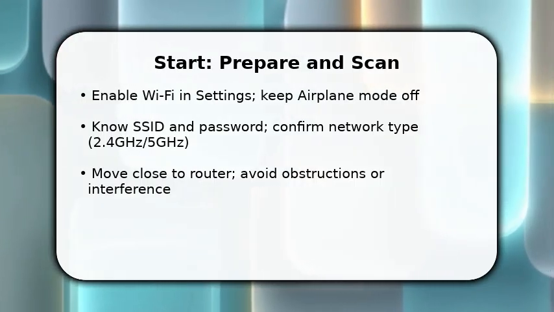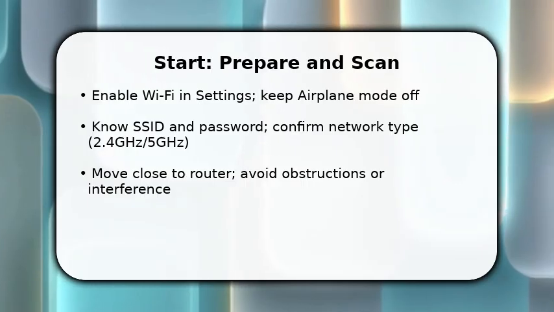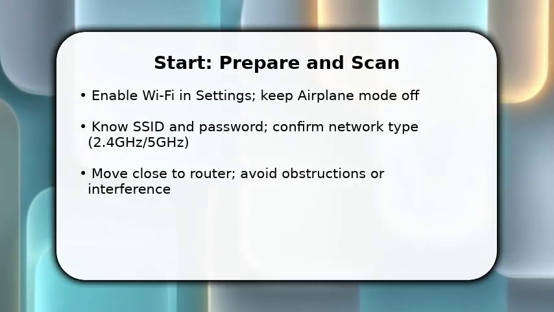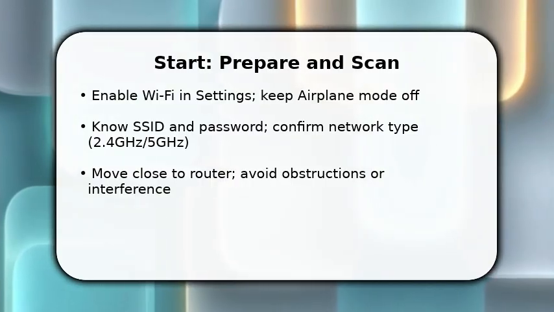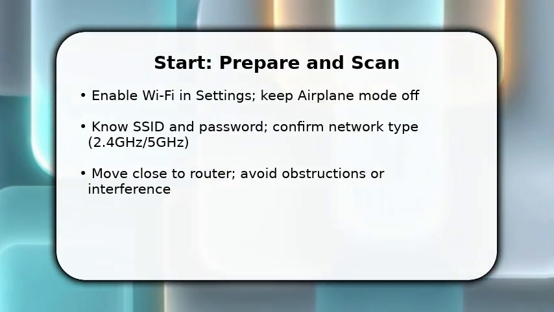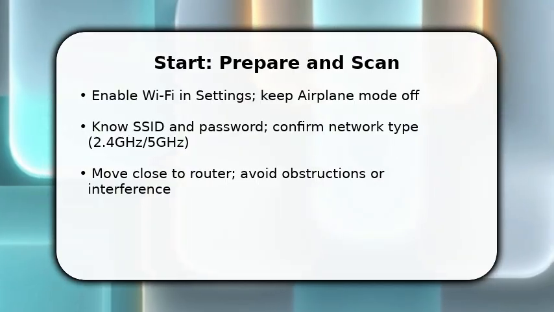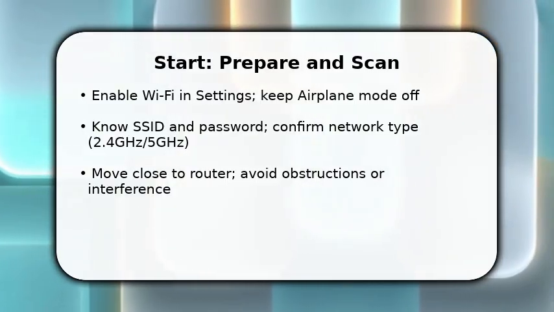Now open your phone settings, tap Wi-Fi, and let the phone scan for networks. Make sure the network name you select matches the router label. If needed, toggle Wi-Fi off and on to refresh available networks and start the connection process immediately.